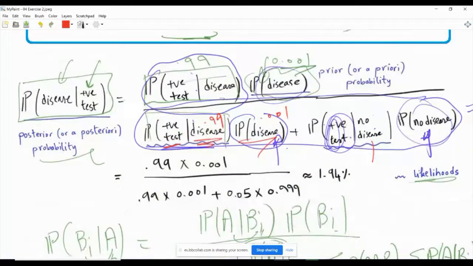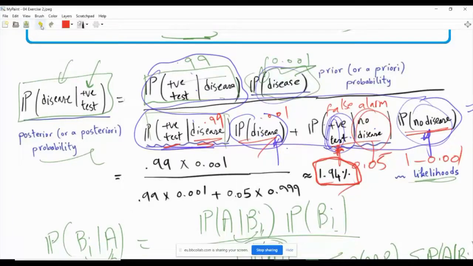So this is what we have here: someone does not have the disease, but unfortunately he or she is tested positive. So this is the false alarm, and this probability is 0.05 according to the problem statement. The probability of no disease is just 1 minus 0.001, and then you plug in the numbers and compute, and you get 1.94%, which is a small number, by the way.